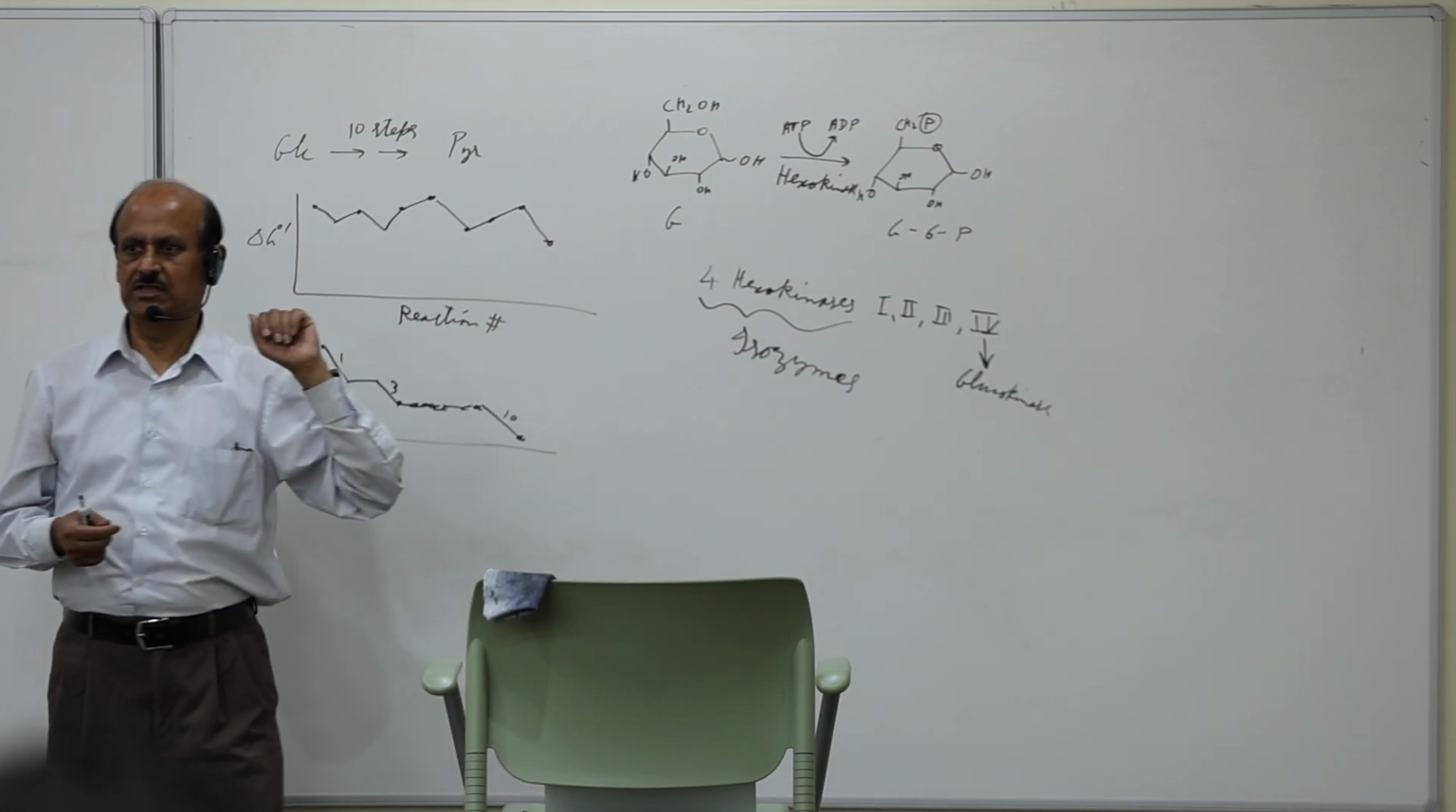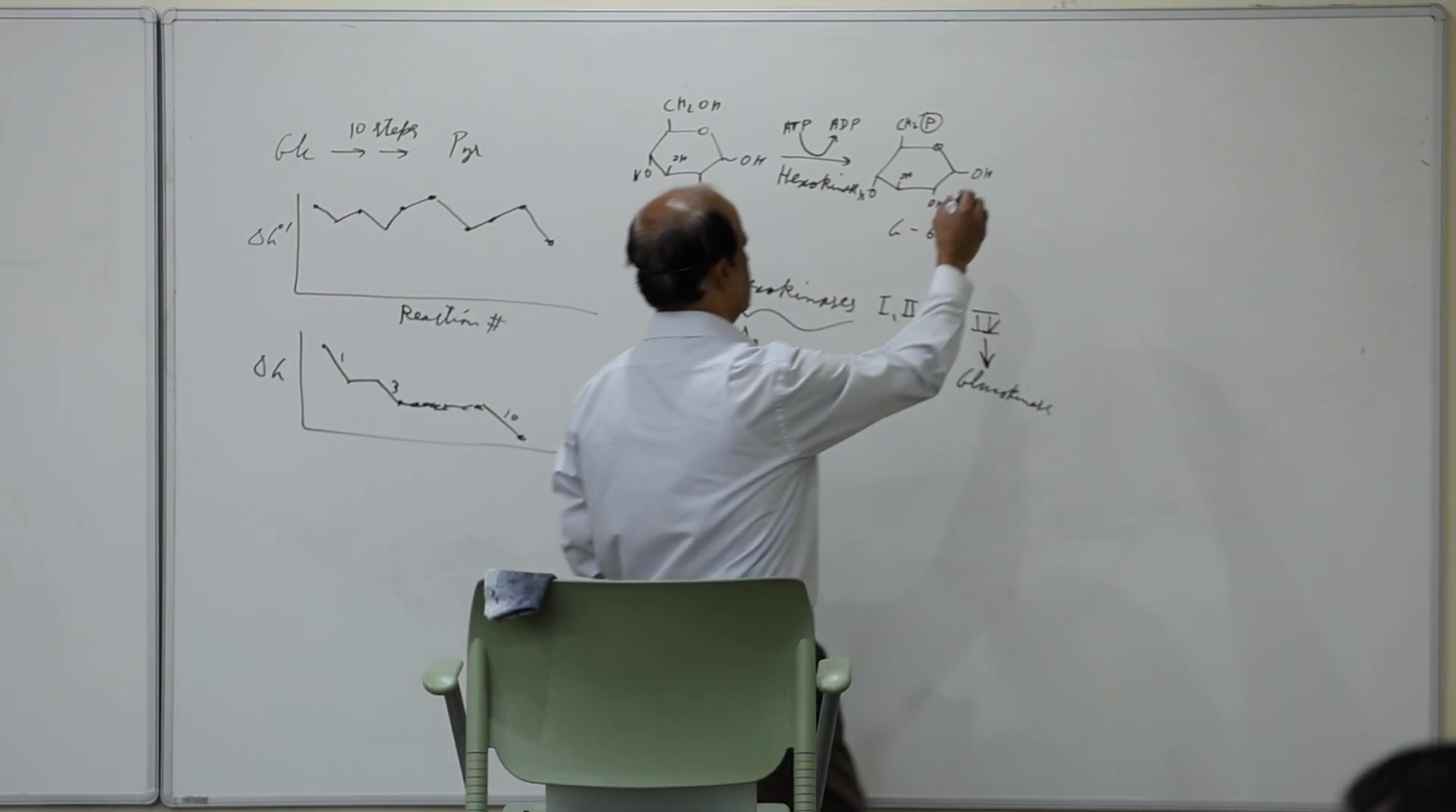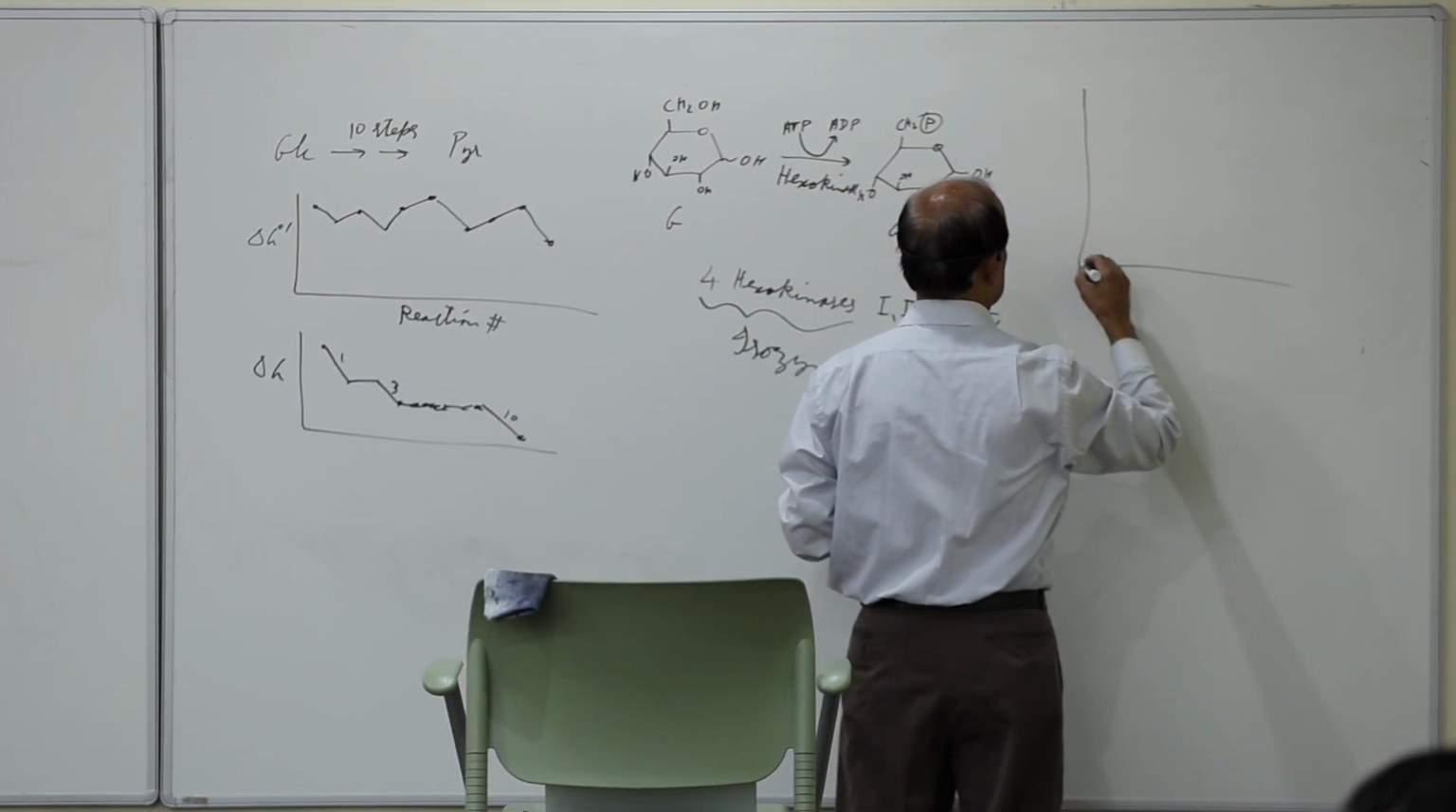Why do you need more than one enzyme? What is different about these enzymes? They are different in the Km values. Going back to the chapter on enzymes, if you remember, this is the Michaelis-Menten diagram.